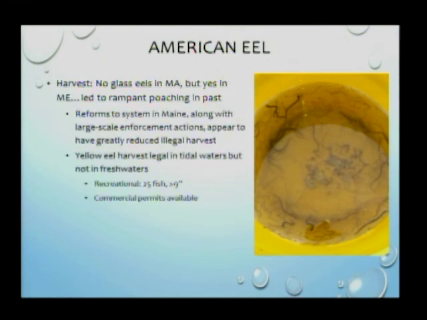Again, glass eel legal, yellow eel harvest legal in tidal waters. You can catch them and keep them in tidal waters. No longer, recent change, you can't do that in fresh waters anymore. So there's no catching and keeping unless for consumption in fresh water. Recreationally, you can have 20 fish. All have to be greater than 9 inches.